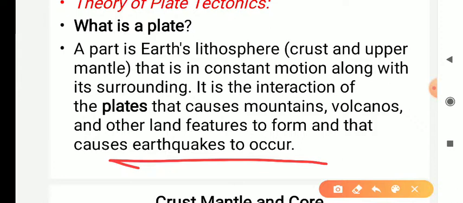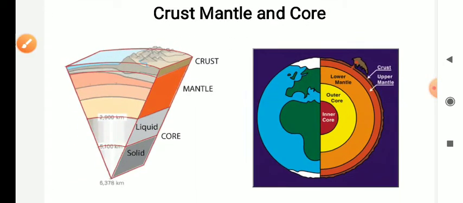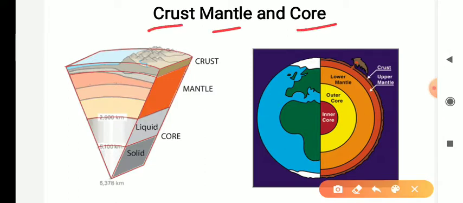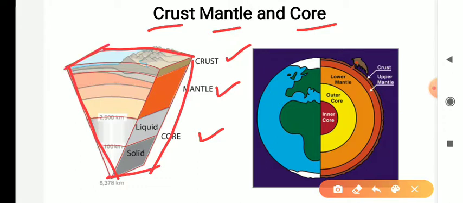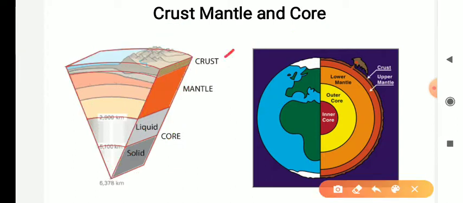So plates are formed from the earth's lithosphere, and the whole lithosphere is broken into several parts. These parts are called plates, and these plates are in continuous motion relative to their surroundings. Now see this: crust, mantle, core. This is a slice of the earth, just like when we cut a watermelon. So suppose this is an earth slice. Then this is the crust, this is the mantle and the core.